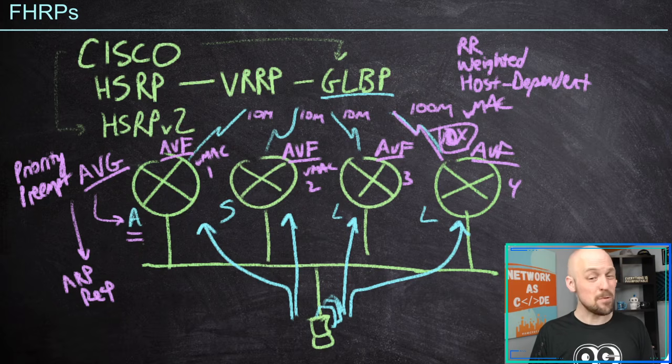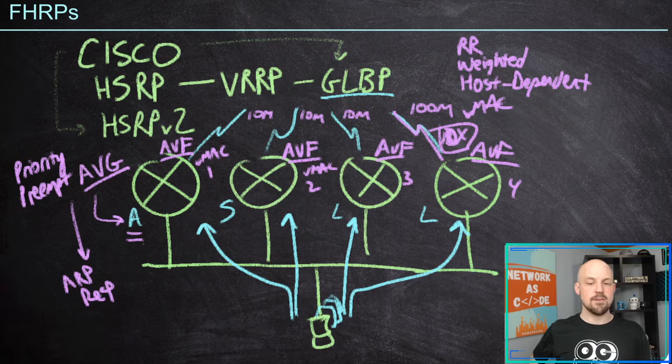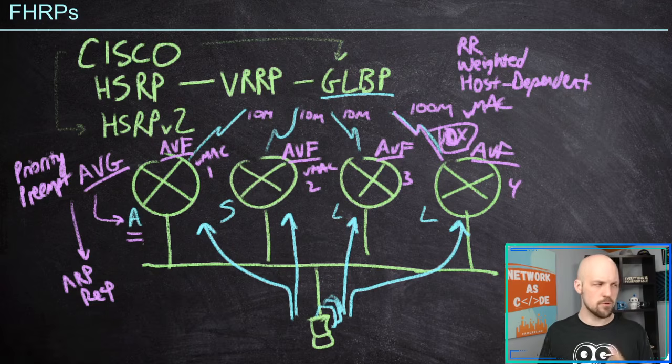Active virtual forwarders, I believe it's just the first 4 that show up. So it will assign itself as an active virtual forwarder, and then from there, the next 3 devices that show up will be active virtual forwarders as well. There is no election among the active virtual forwarders, to my understanding.